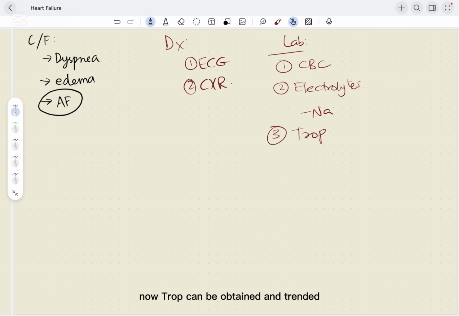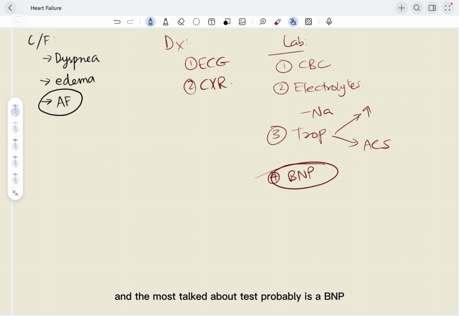Now, trop can be obtained and trended if either it becomes elevated or if we suspect that the patient is having underlying ACS. Elevated troponin is also associated with increased mortality. The next test, and probably the most talked about test, is a BNP. So, a BNP level of less than 100 nanograms per liter, or NT pro BNP less than 300 nanograms per liter virtually rules out acute heart failure.